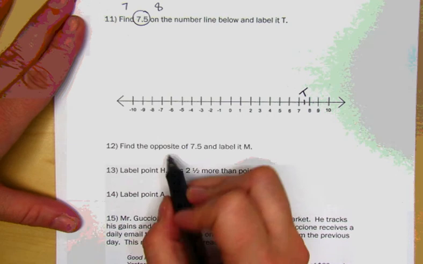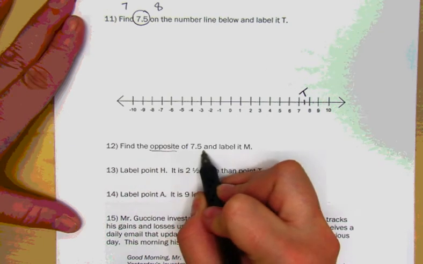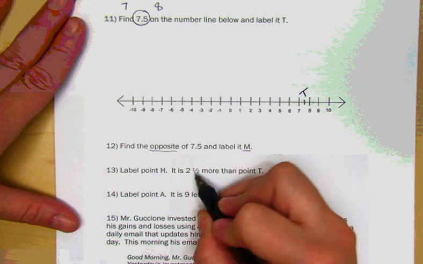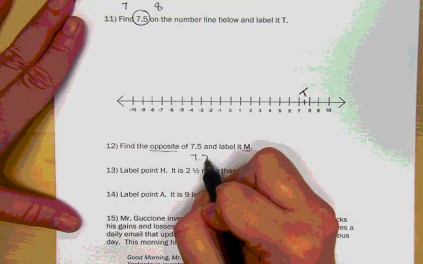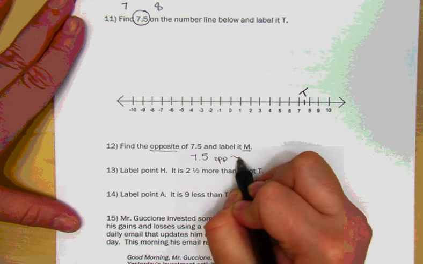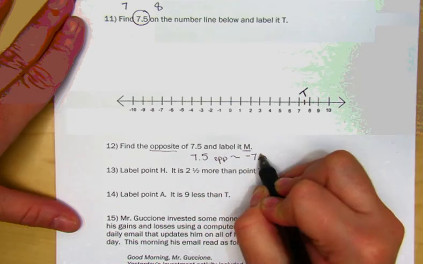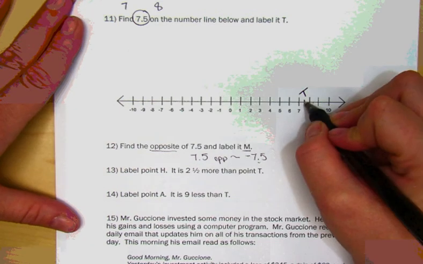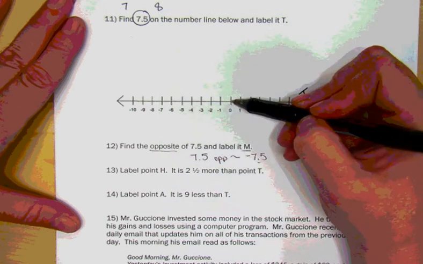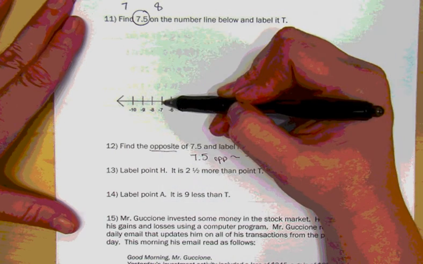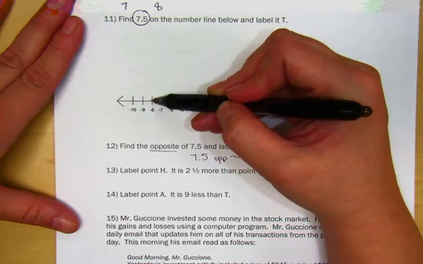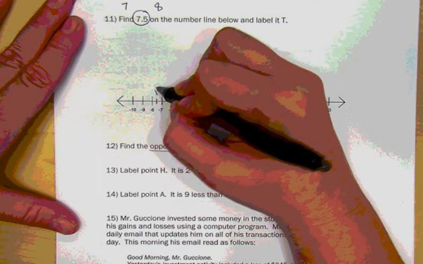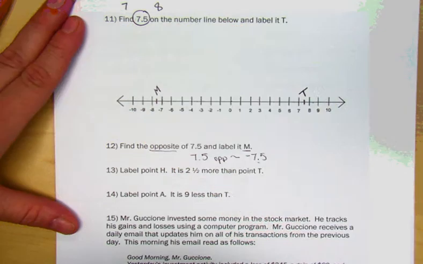Now it says to find the opposite of 7 5/10 and label it M. Well, I know an opposite is taking a positive number and just making it a negative number. So 7 5/10 opposite is going to be negative 7 5/10. And it's the same thing. If it was negative 7 5/10, the opposite would be 7 5/10. So I'm going to go back to my 0. I know again that 7 5/10, even when it's negative, is going to be between negative 7 and negative 8. So I'm going to plot that point, and I'm going to label that one M.